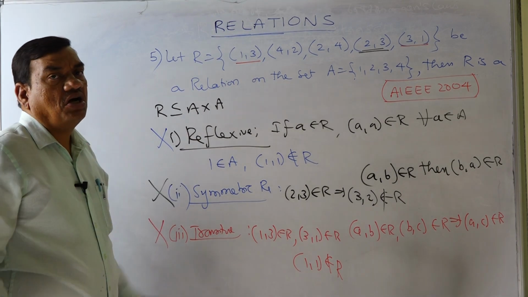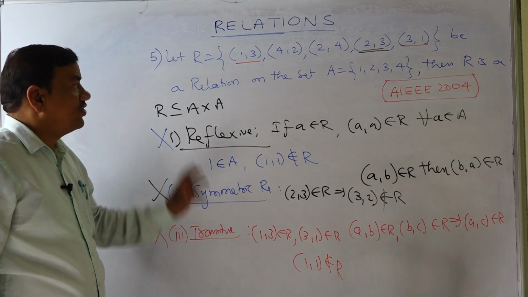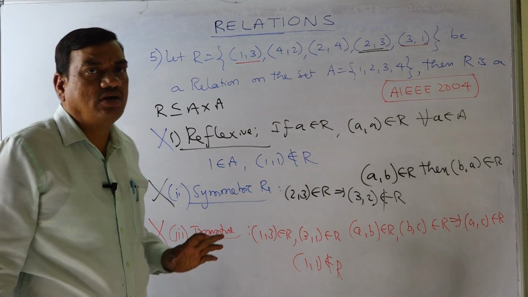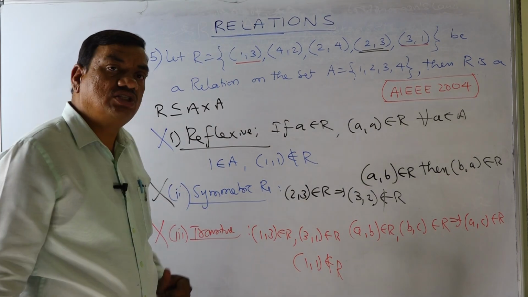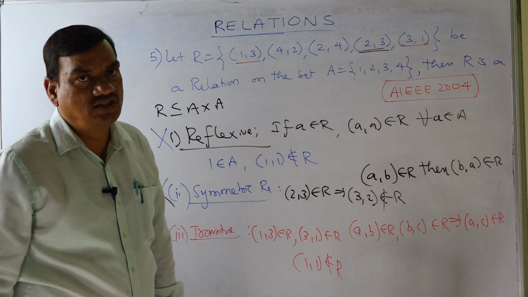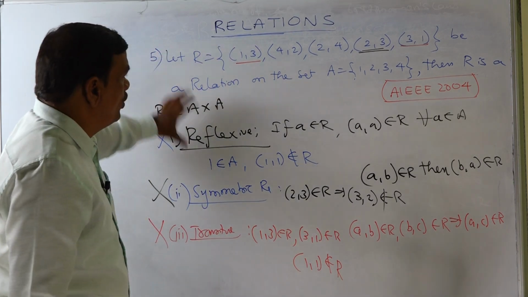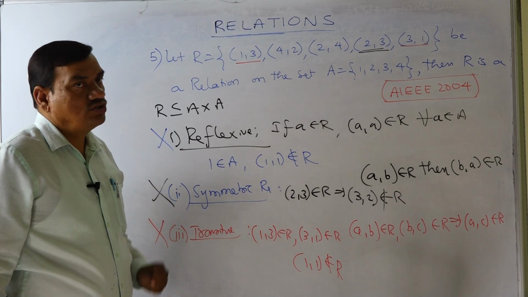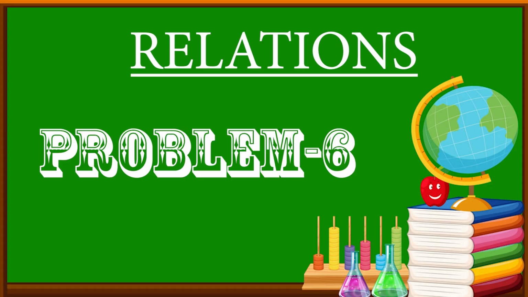All the 3 properties are not satisfied. Therefore, it is not at all an equivalence relation. If any one of the conditions is not satisfied, then it is not an equivalence relation. Okay? Right. So I hope that you understand this solution. So let us go for the next problem.